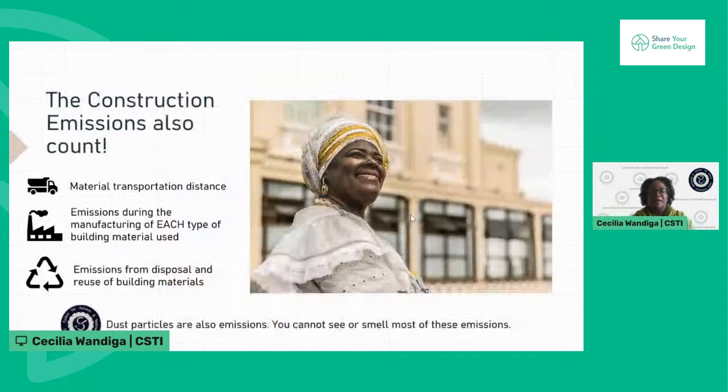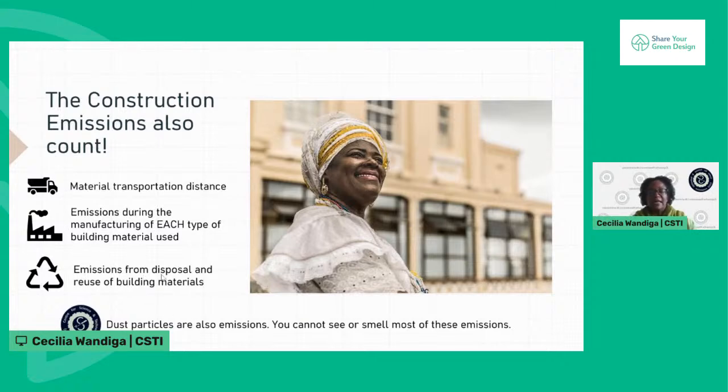And when we're talking emissions, it's also important to realize that during the construction phase, so this is prior to the construction, we have emissions that we need to look at: the transportation distance, the type of materials. Glass versus cement versus clay, what type of emissions, how much energy does it take in terms of the manufacturing process of each one of those.